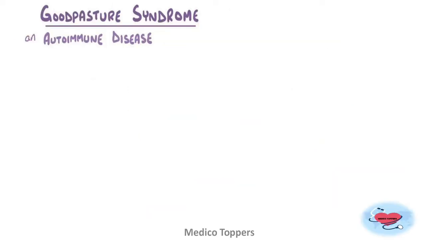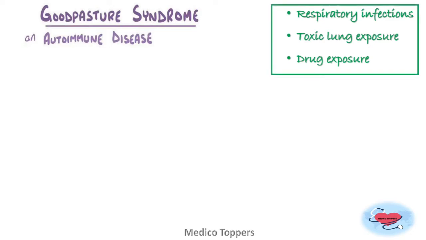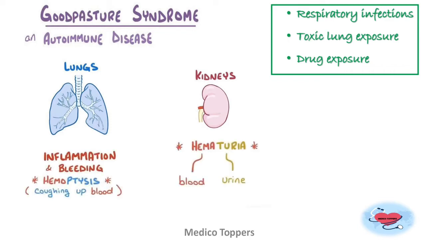Now, are there any risk factors? Yes. Any respiratory infections, especially viral infections, and any drug exposure or toxic lung exposure may lead to GPS. And as we already know, it affects lungs and our kidneys. So, what happens in lungs and our kidneys? Mainly, bleeding occurs. In lungs, hemoptysis, and in kidneys, hematuria. So, this is the major finding, hemoptysis and hematuria.